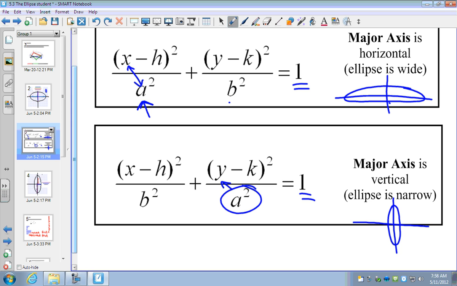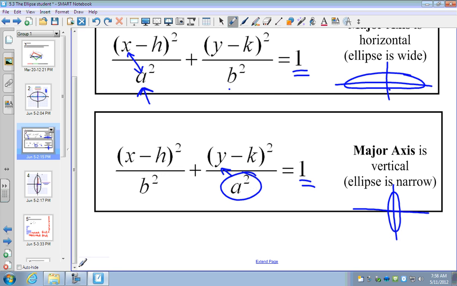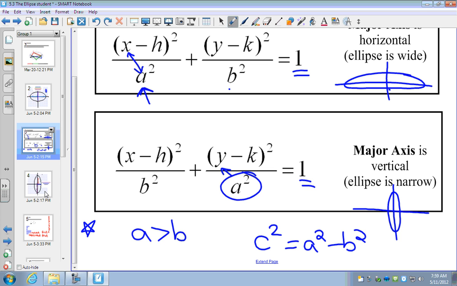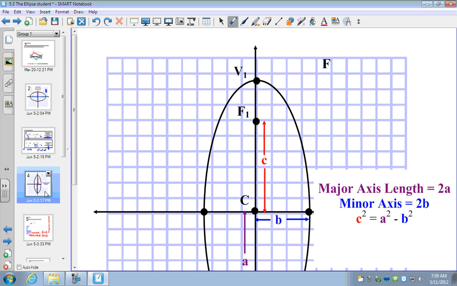Okay, the other thing I thought I would tell you is this relationship. a is always greater than b, and something else is c squared is equal to a squared minus b squared. Some of you are saying, well, what is c? c has to do with the focus, and we'll see that in the examples, okay? So this is a pretty important page to be looking at. Oh, here they tell us about c.